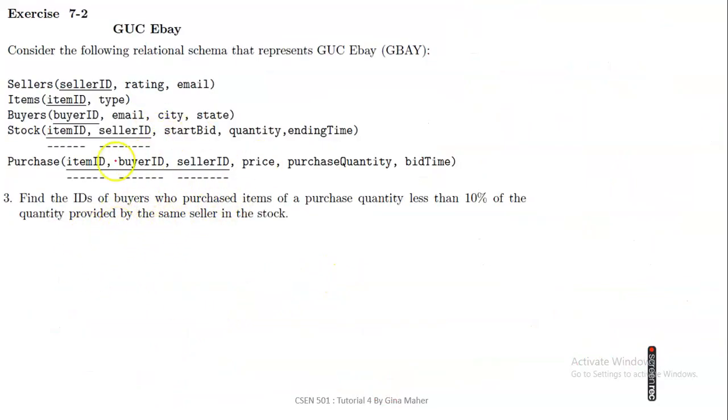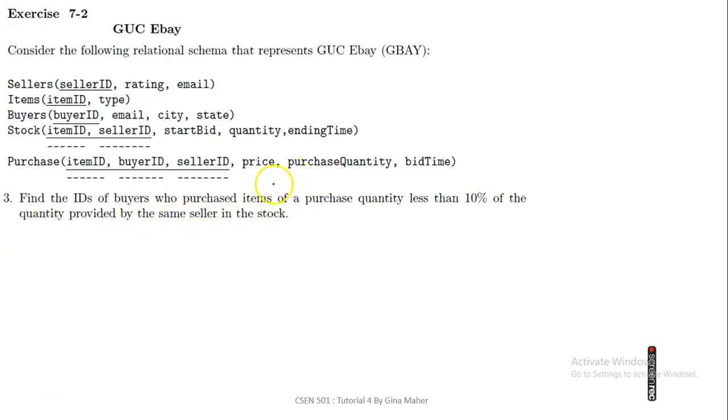Let's take another example. Consider the relational schema representing eBay. We have sellers, items, buyers, stock, purchase. Find the ID of buyers who purchased items of a purchase quantity less than 10% of the quantity provided by the same seller in the stock.